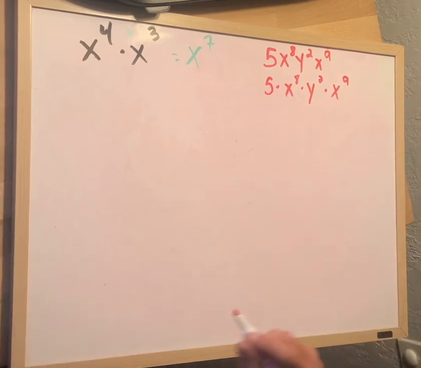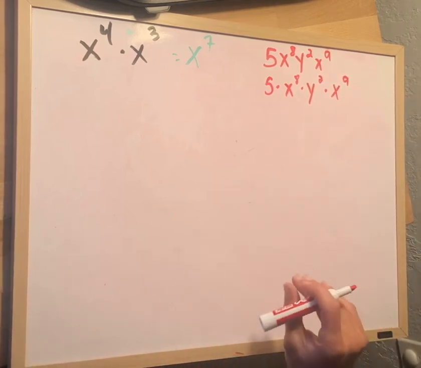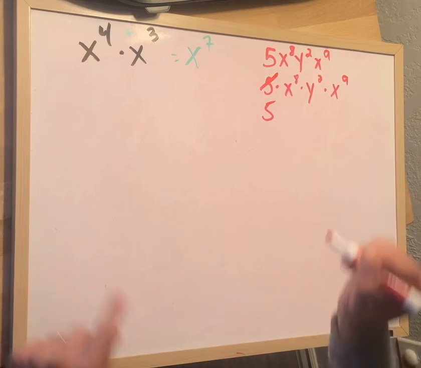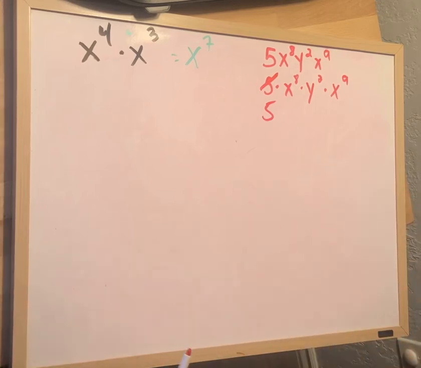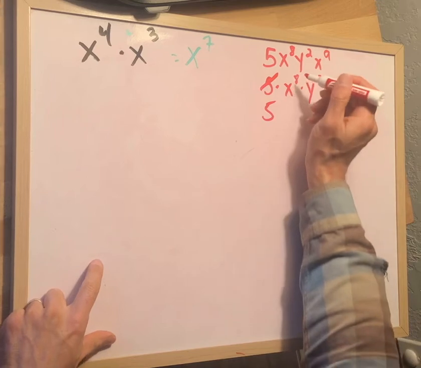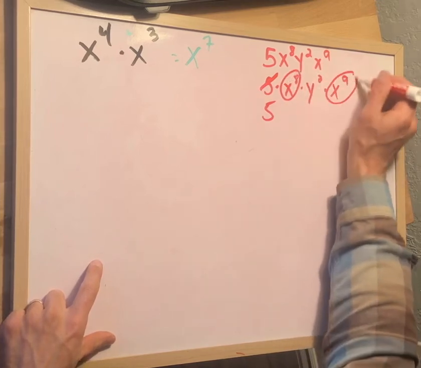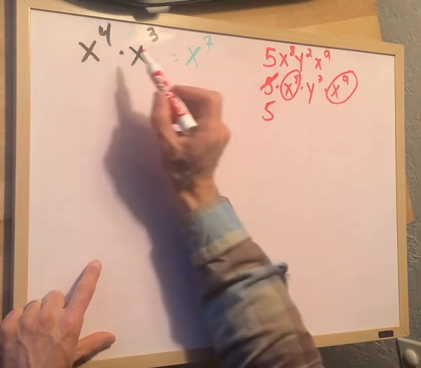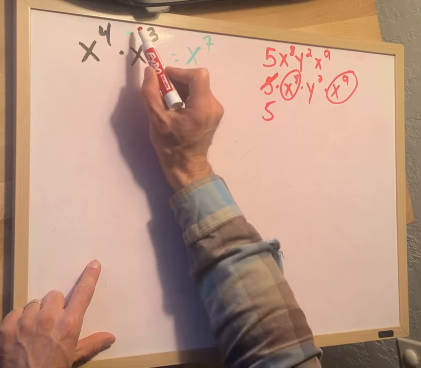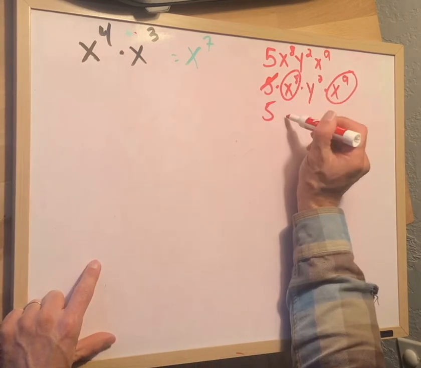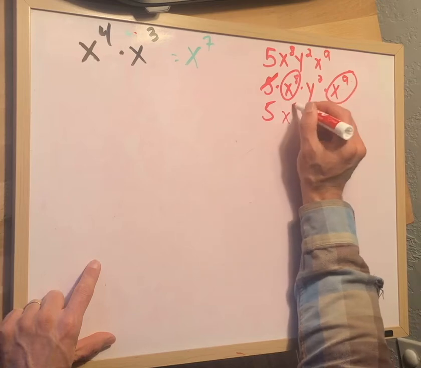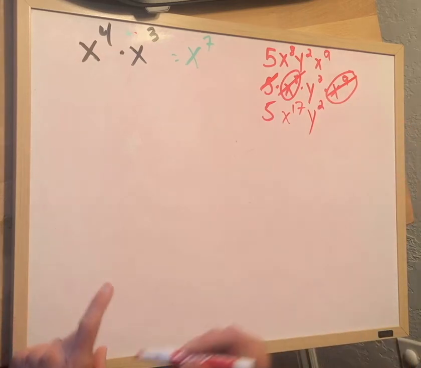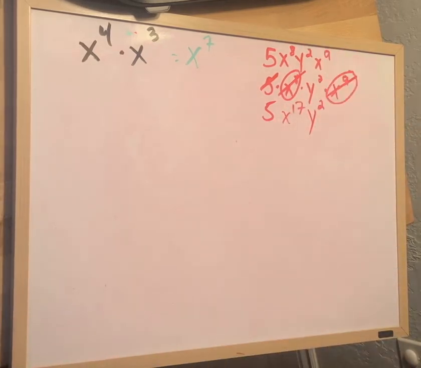And this might help you to be able to visually see what in the world's going on. So 5 times just nothing is just 5. And what I like to do is I like to cross everything out so I know what else I have to deal with. I have an x to the eighth and I have an x to the ninth. I can multiply these two because the bases are the same. Now remember, look over here. When the bases are the same, you add the exponents. So you are going to get 8 plus 9 is 17. And then you're just left with that y squared. So this is the simplified version of this.